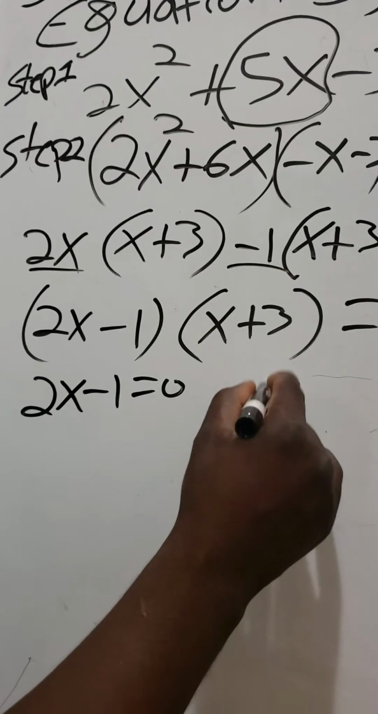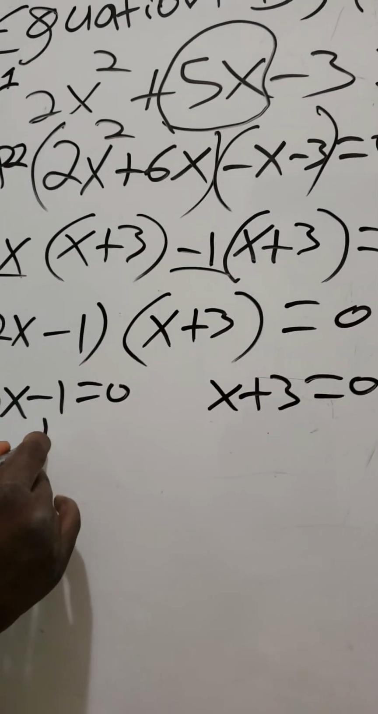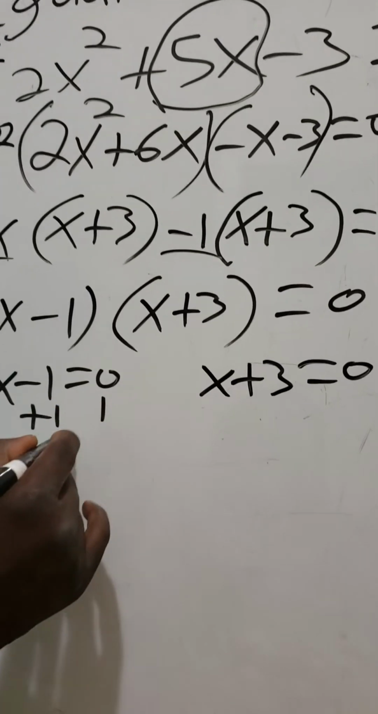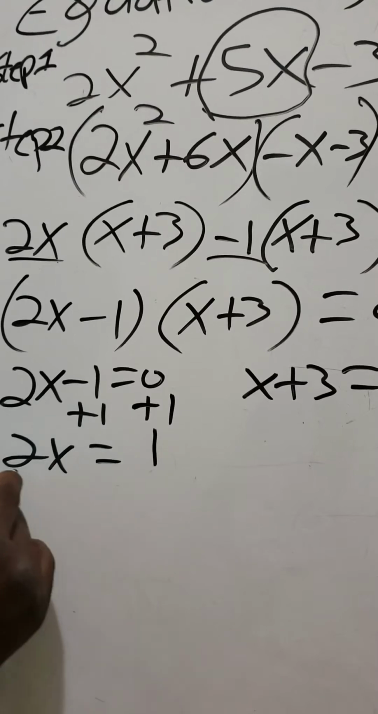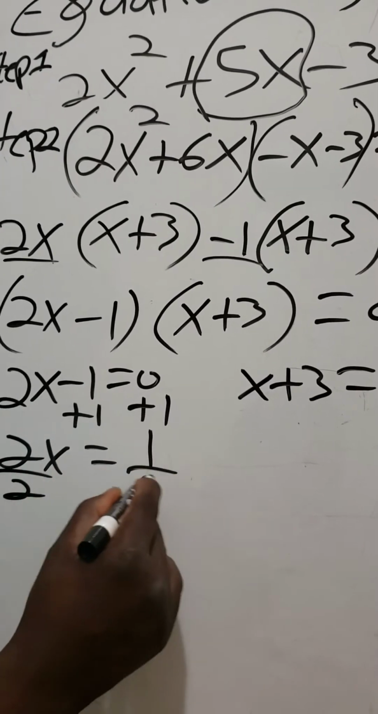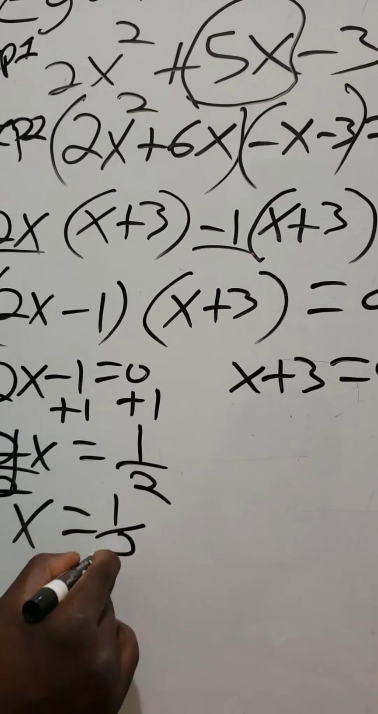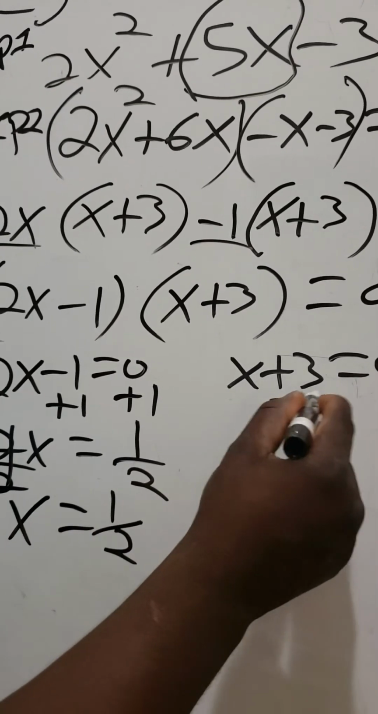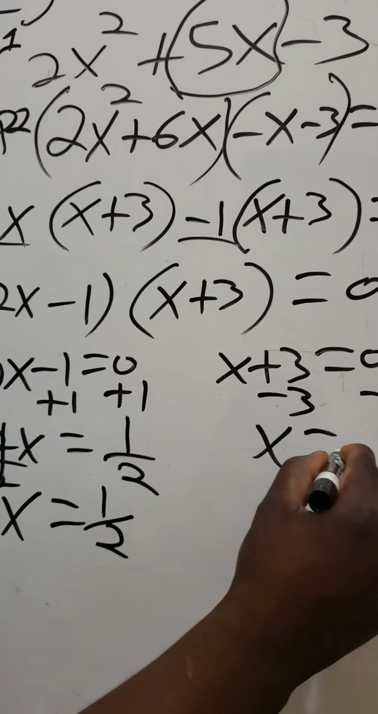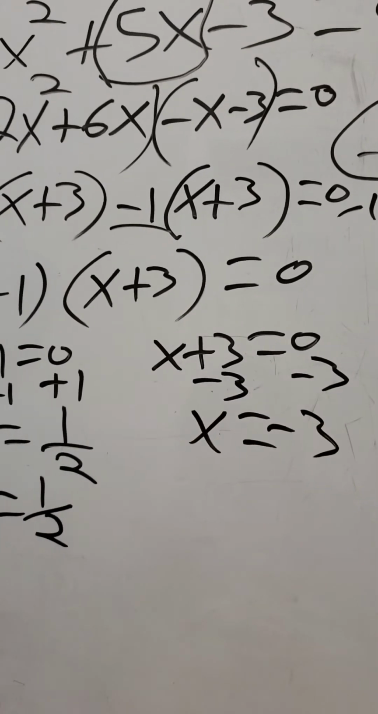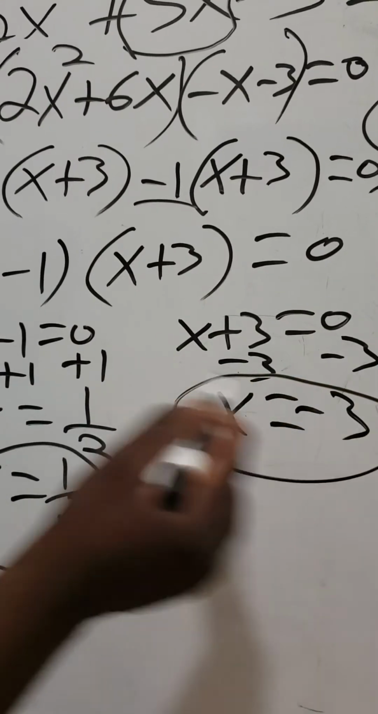Okay, x plus 3 equals 0. On this side, you add 1 and add 1, and then 2x equals 1. Divide by 2 and divide by 2. This is gone, so x equals 1/2 for this side. For here, you subtract 3 and subtract 3, so x is equal to -3. Okay, so those are the solutions.